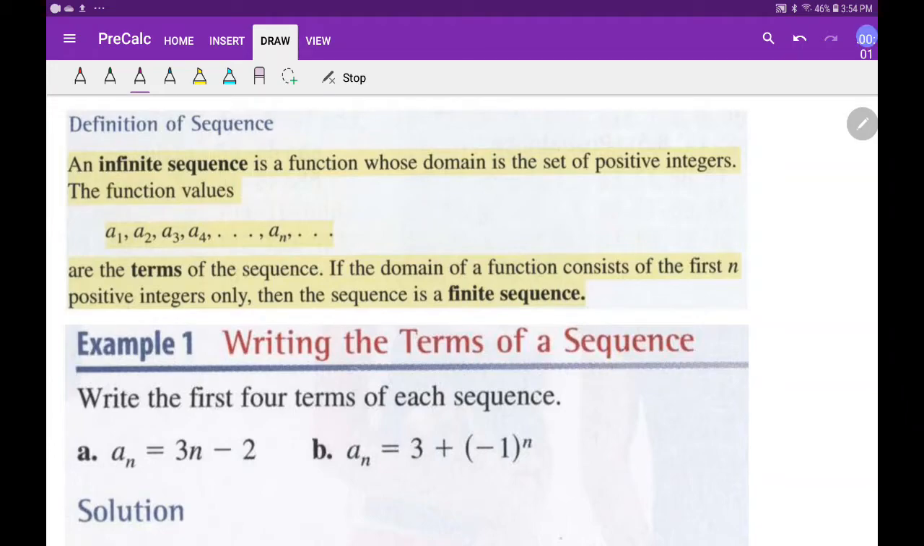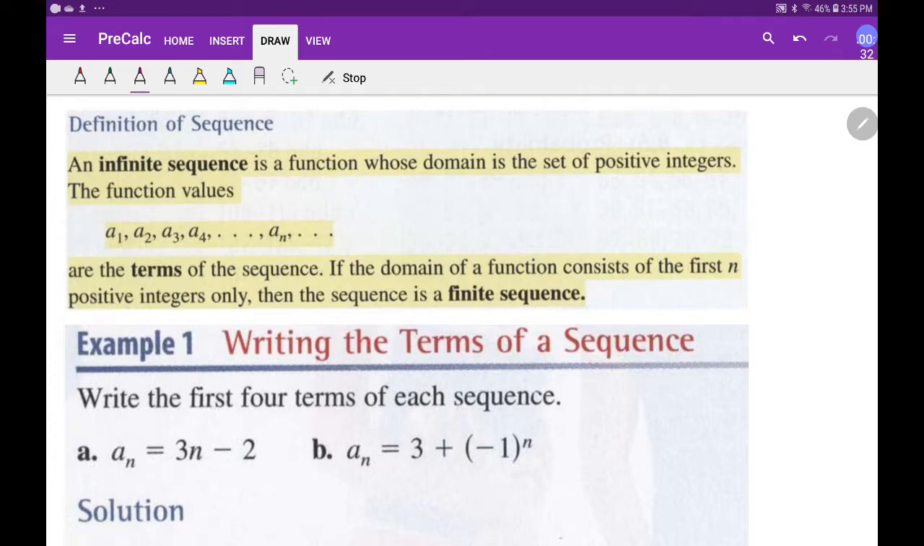Okay, an infinite sequence is a function whose domain is the set of positive integers. That's why it's infinite, because the values go on forever. a sub 1, a sub 2, a sub 3, and so forth and so on. If my domain is the set of all positive integers, I just go forward forever, and these are the terms listed out. Notice there is no equal sign.